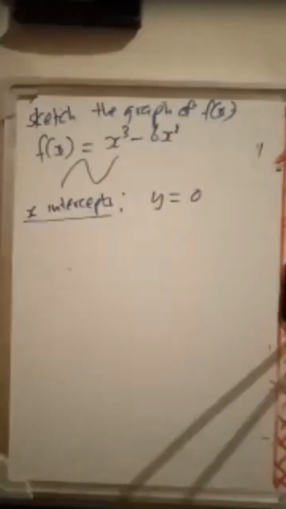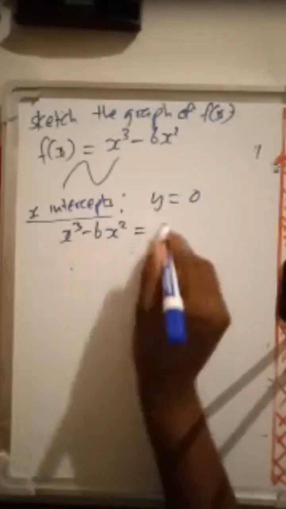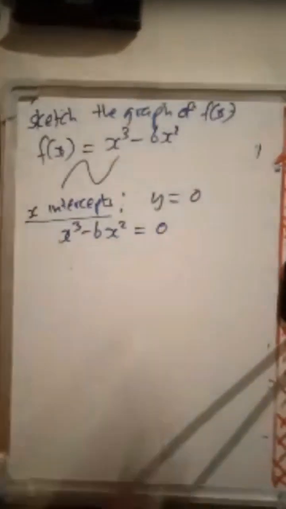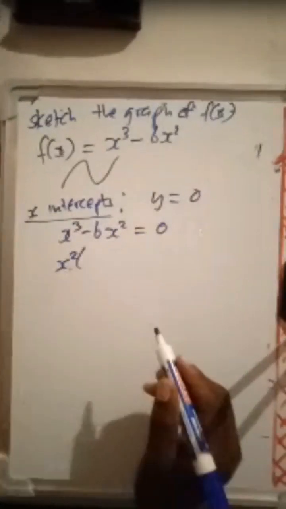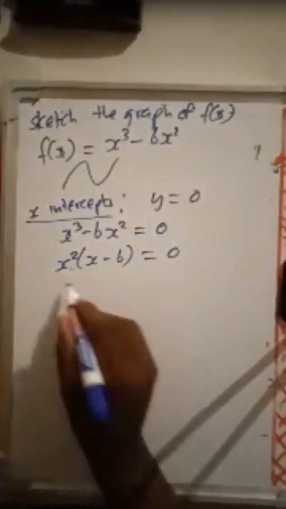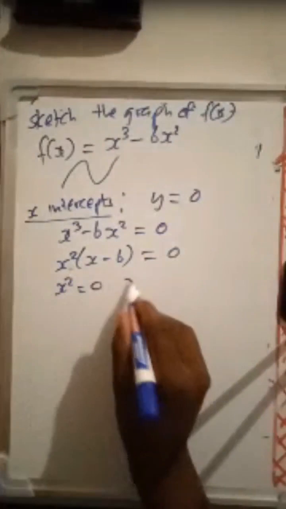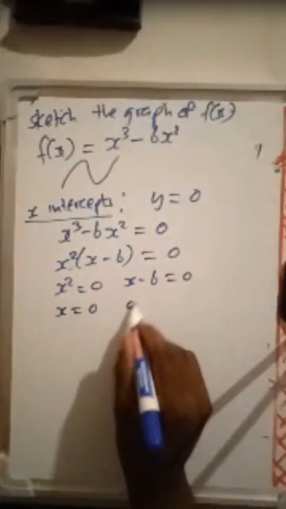This one is easy to solve. I chose this one because it's easy to solve. y is equal to 0. So you equate the whole function to 0. x cubed minus 6x squared is equal to 0. This one we can't factorize in a fancy way. We actually have to just take out the highest common factor, which is x squared. Then you're left with x minus 6 is equal to 0. So x squared is equal to 0, x minus 6 is equal to 0. So x is equal to 0 or x is equal to 6.